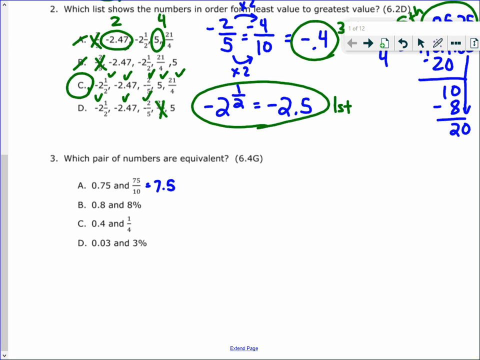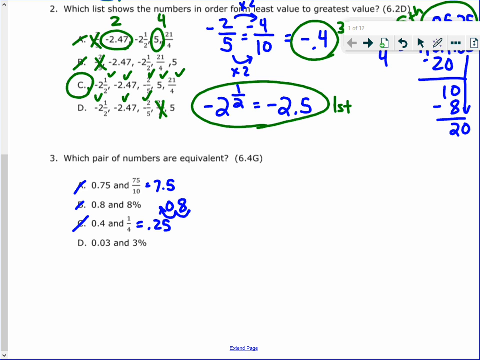0.8 and 8%. Remember, if we were to find 8% as a decimal, we would be moving it to the left twice. So it would actually be 0.08. So not 0.8, it would be 0.08. So that one's wrong. Then we have 0.4 and 1/4. 1/4 is a benchmark fraction. That's actually 0.25. So it's not C.